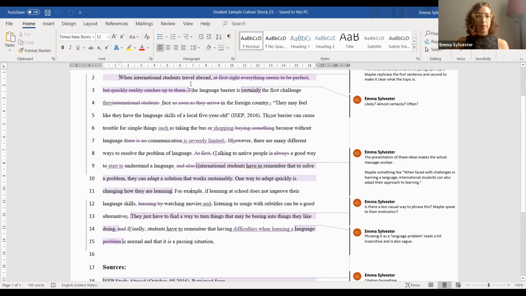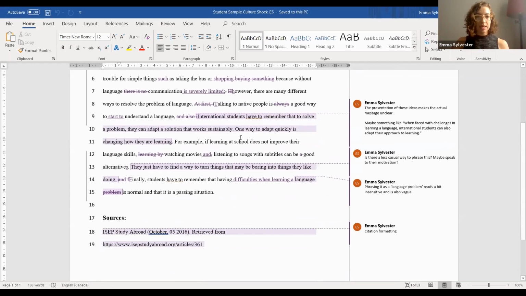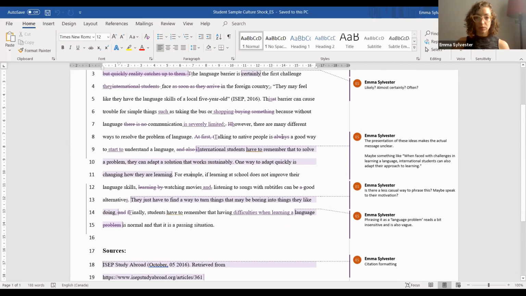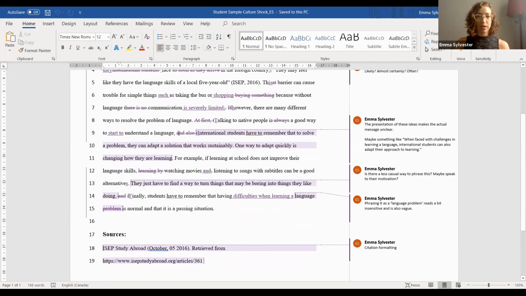I also, up at the top, there were some actual run-on sentences. Here at the bottom, they do use connection words like "and" or "as well as," but I felt like some of the sentences were very long. So here, at first, "talking to Native people is always" (again, that's quite an absolute term to use) "a good way to understand a language, and also," and then they go on. But the first part of this sentence and the second part of the sentence are two completely different ideas. So when they're two different ideas, it's probably best served to have separate sentences and maybe transition words that help bring the reader from one idea to the other.